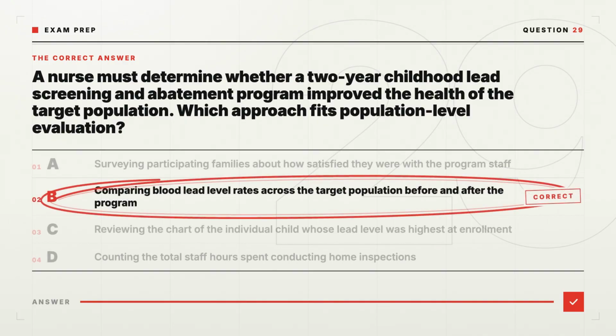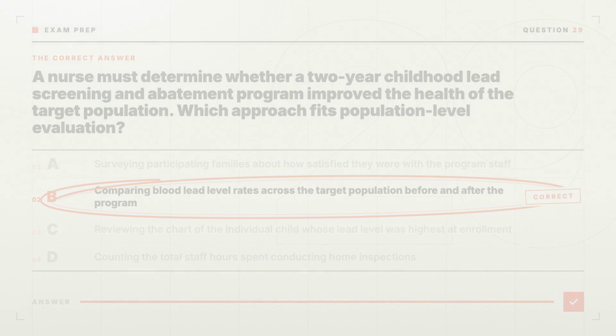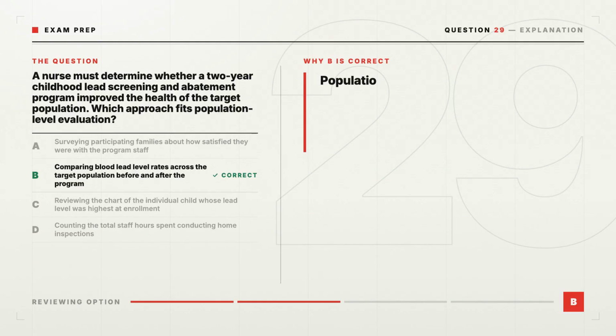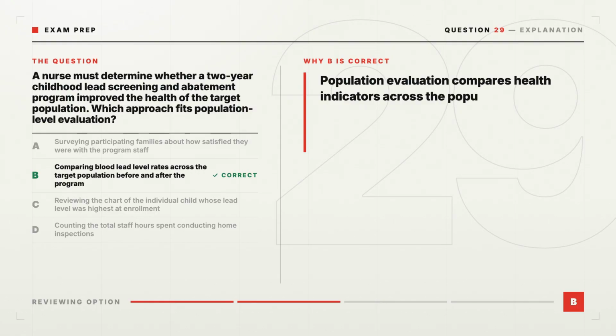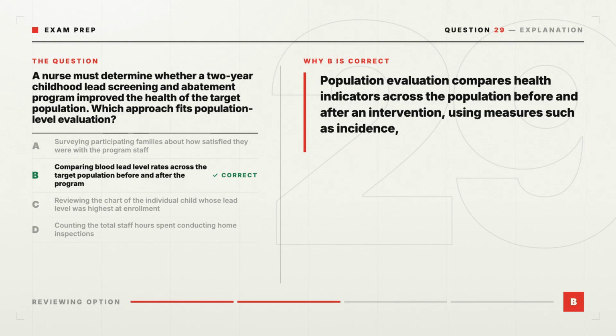The correct answer is B. Comparing blood lead level rates across the target population before and after the program. B is correct because population evaluation compares health indicators across the population before and after an intervention, using measures such as incidence, prevalence, and rates. Blood lead level rates are the outcome the program existed to change, so they are the honest test of whether it worked. Rate comparison is the population equivalent of checking whether a wound healed.